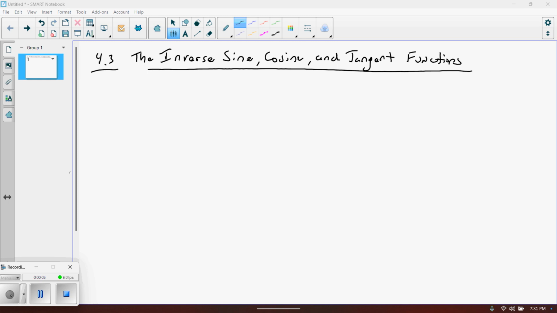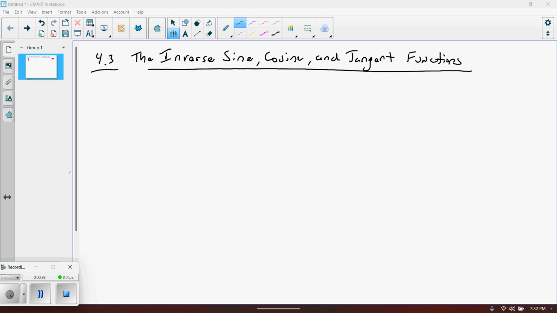All right, so this is section 4.3 of Math 146. In this lesson, we're going to talk about the inverse sine, cosine, and tangent functions. We've already talked about inverse functions in the previous section. We're going to focus specifically on the trig functions, sine, cosine, and tangent, in this particular section.